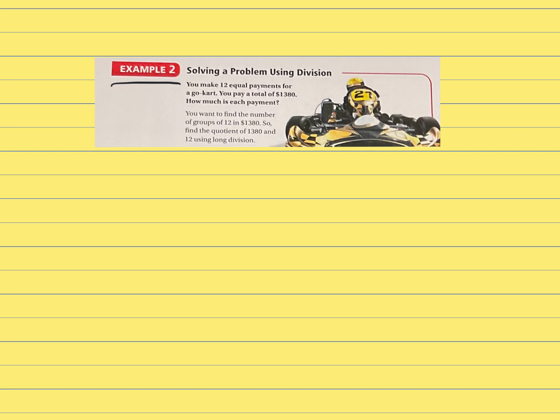So it says, you make 12 equal payments for a go-kart. You pay a total of $1,380. How much is each payment? So basically, we are dividing up the 1,380. So that right away becomes our dividend. So I'm going to start off with, we've got $1,380. We're going to divide that by 12 because we're going to make 12 equal payments. So now we just need to find the quotient of the 1,380 and 12 using long division.